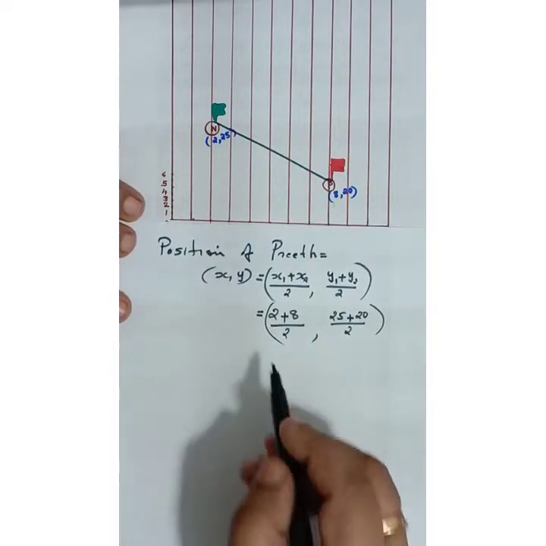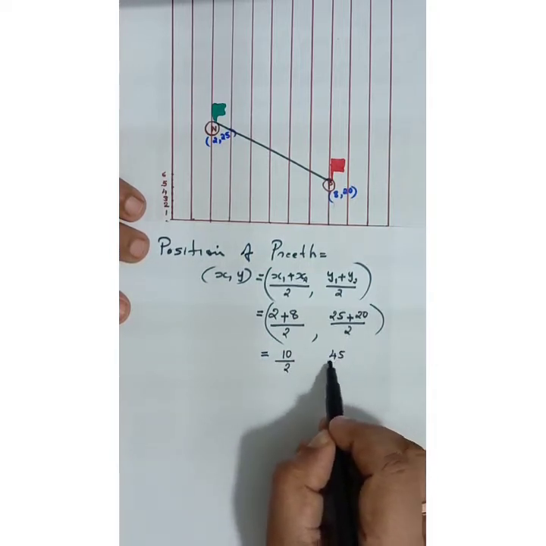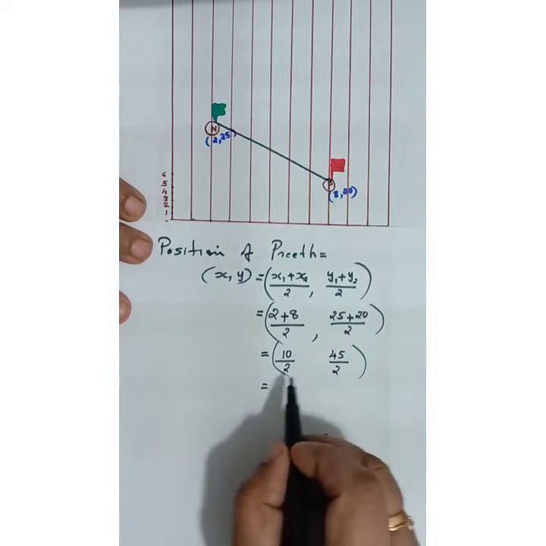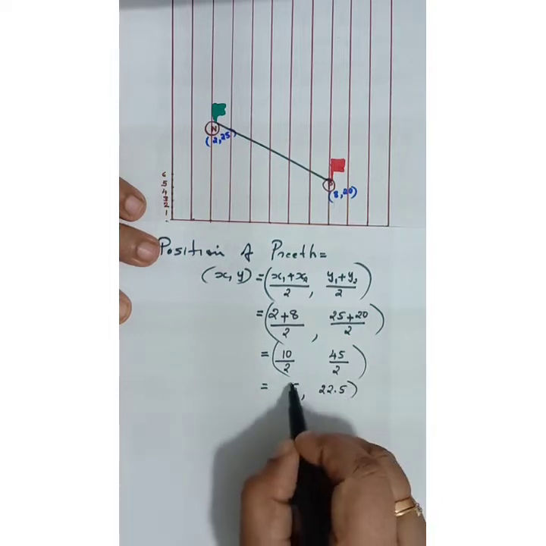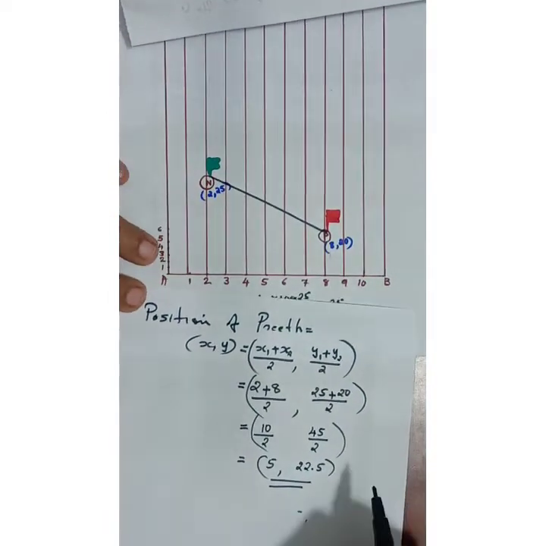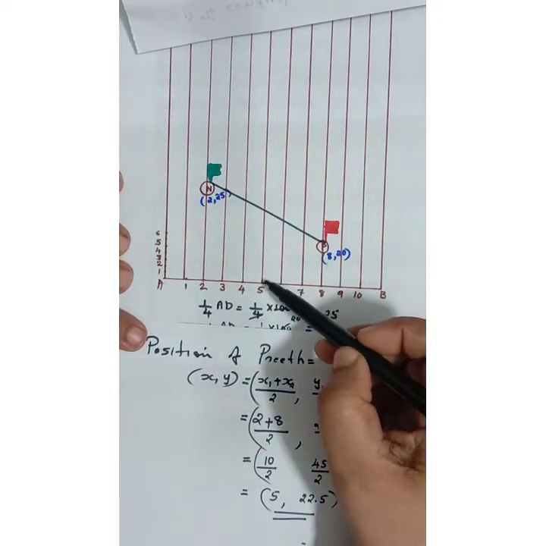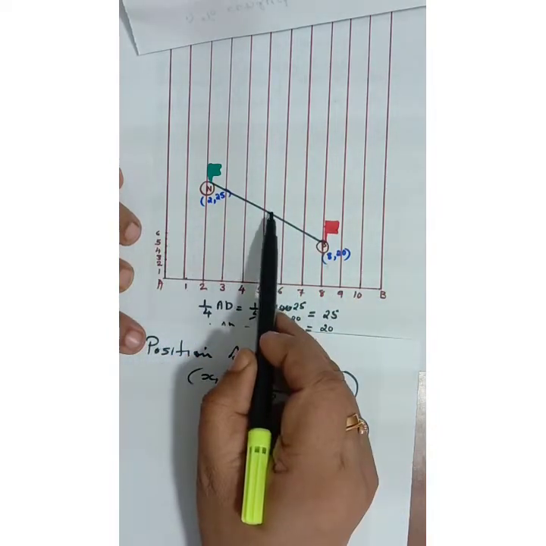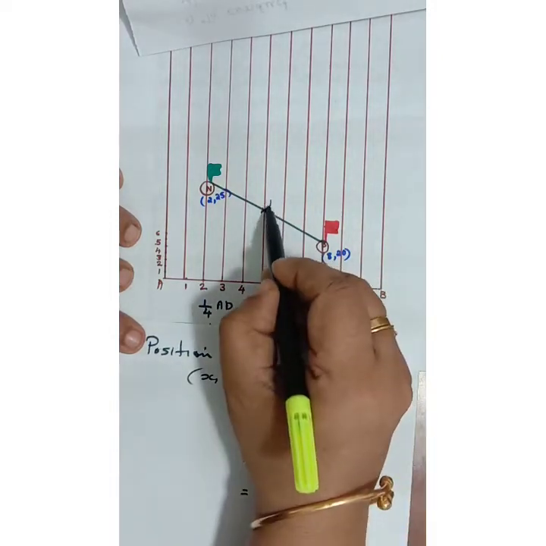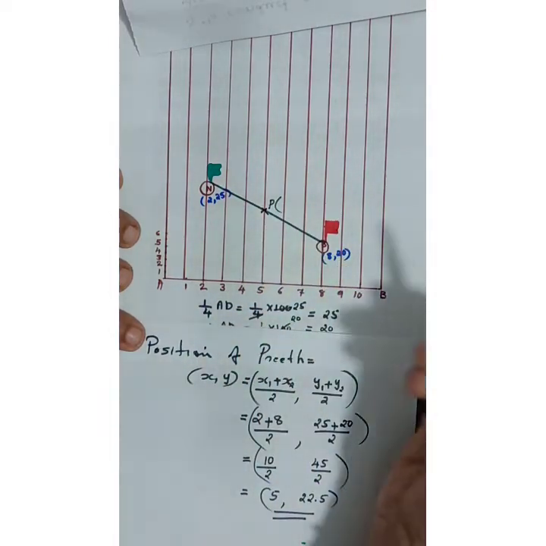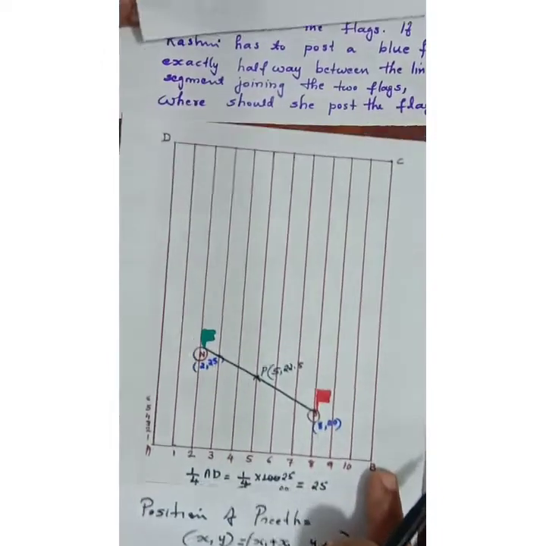Now we have to add: 8 plus 2, it is 10 by 2. And 25 plus 20 becomes 45 by 2. So what is the answer? 10 by 2 is 5, and 45 by 2 will become 22.5. So the coordinate where the girl stands is (5, 22.5). 5 means fifth line and 22.5 from the other. So this is the point where Rashmi is standing, and we can write the position as (5, 22.5).